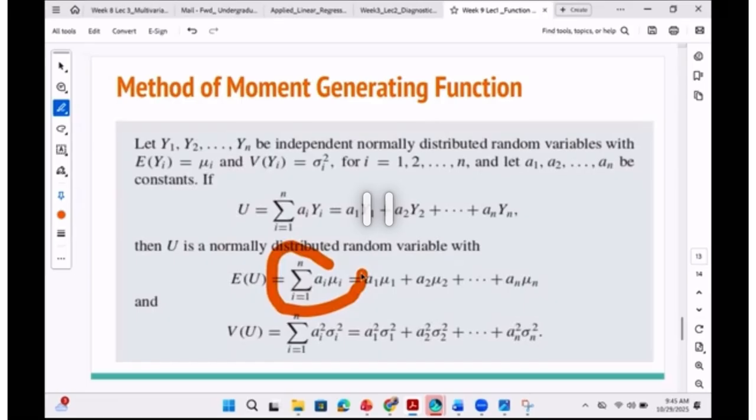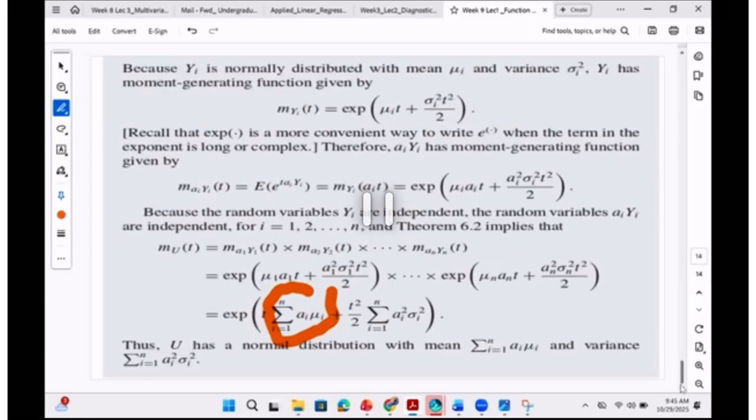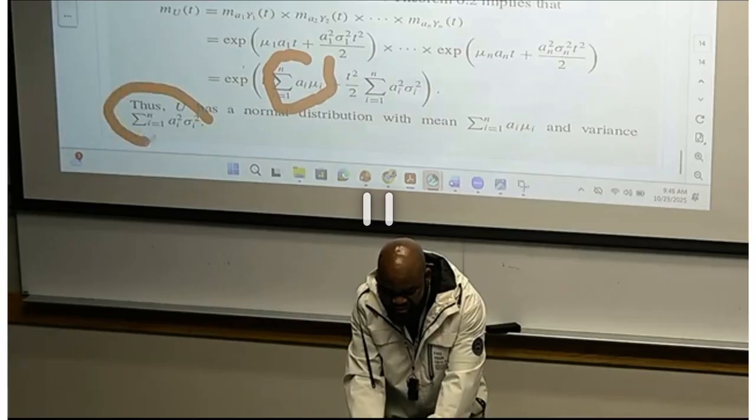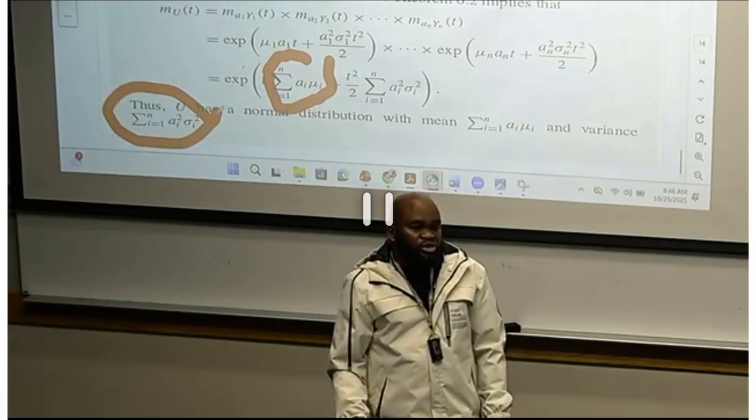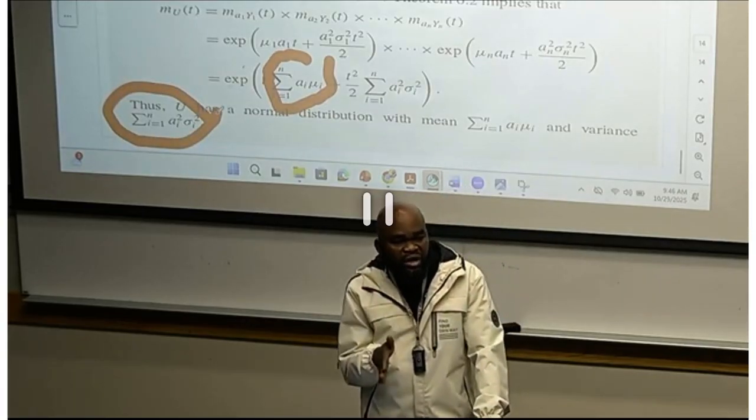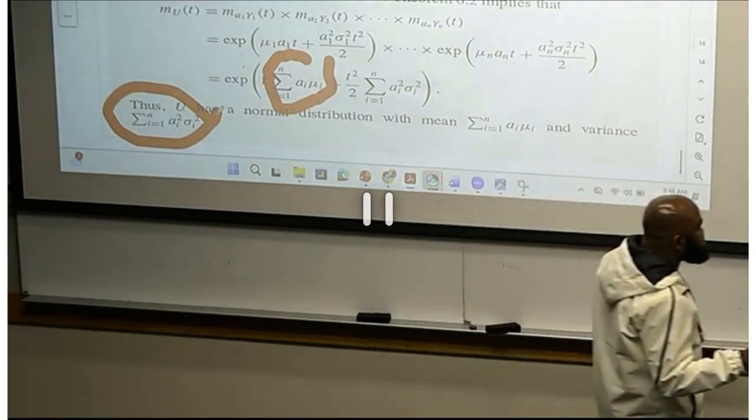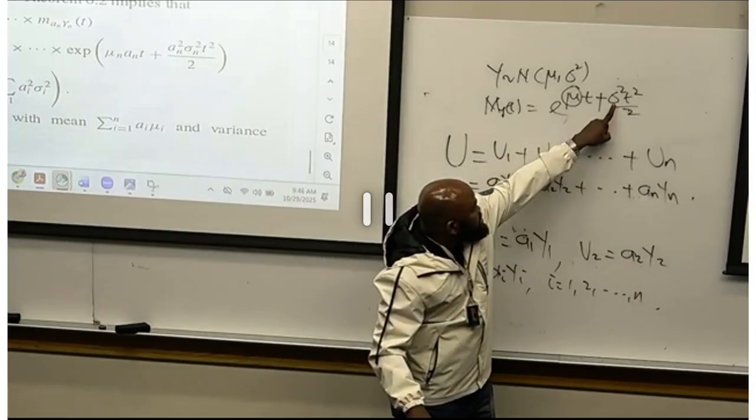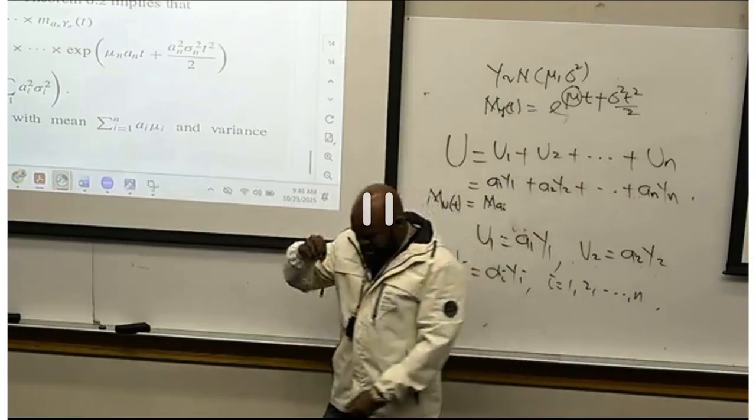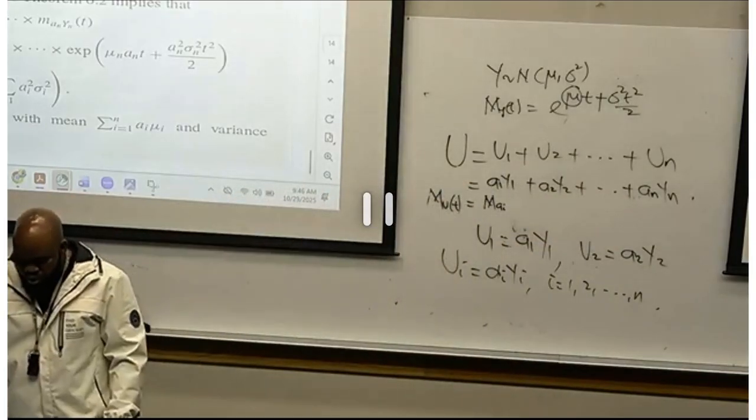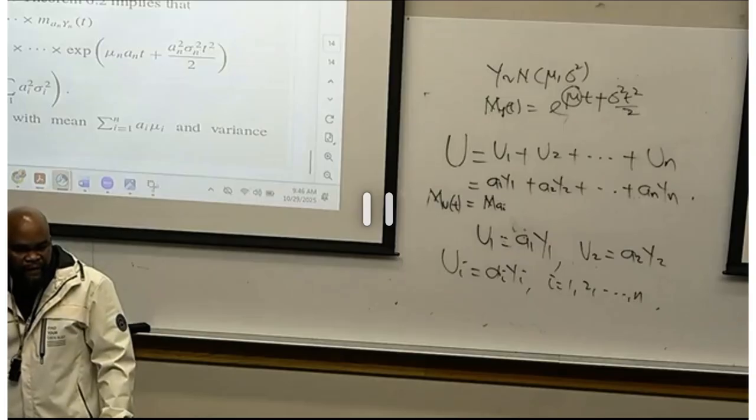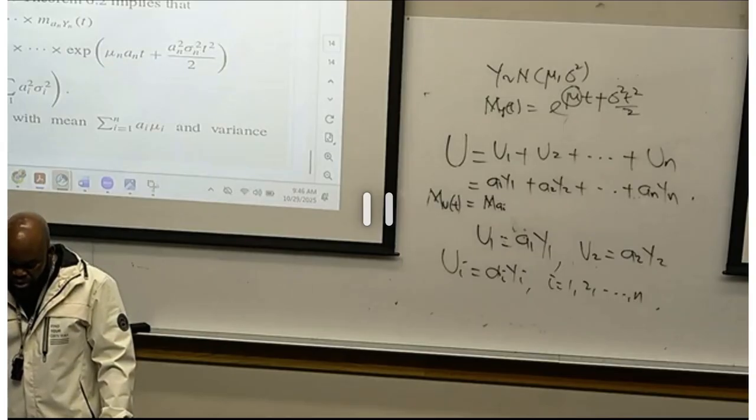The summation of A_i mu_i is the mean of that linear combination, which is exactly what you can see here. And this is going to be the variance. So with the moment generating function, I can talk about the mean and the variance. Like the mean is mu, the variance is sigma squared here. But don't forget, I'm assuming each of them follows a normal distribution.